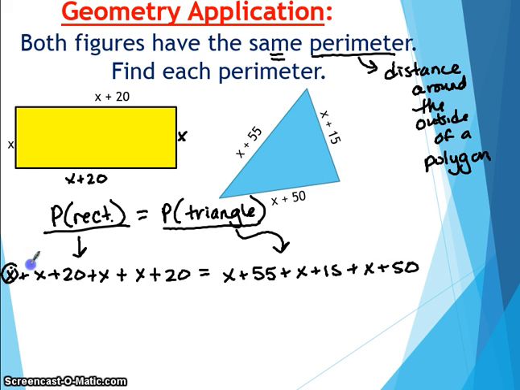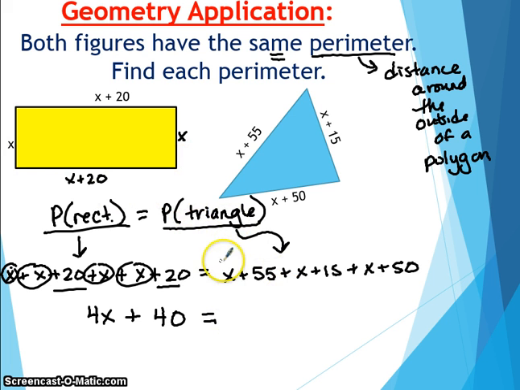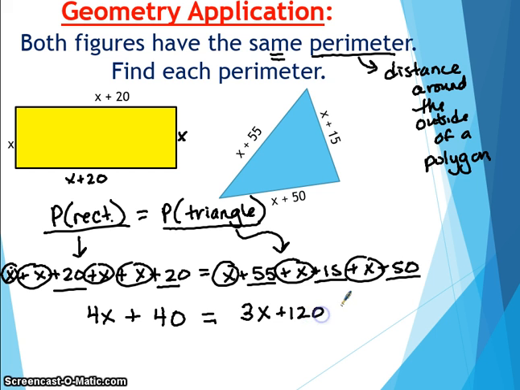So we get x plus x plus x plus x makes 4x, and 20 and 20 make 40, so we get 4x plus 40 for the simplified perimeter of the rectangle. On this side we get x plus x plus x, which makes 3x. 55 and 15 makes 70, plus 50 more makes 120.